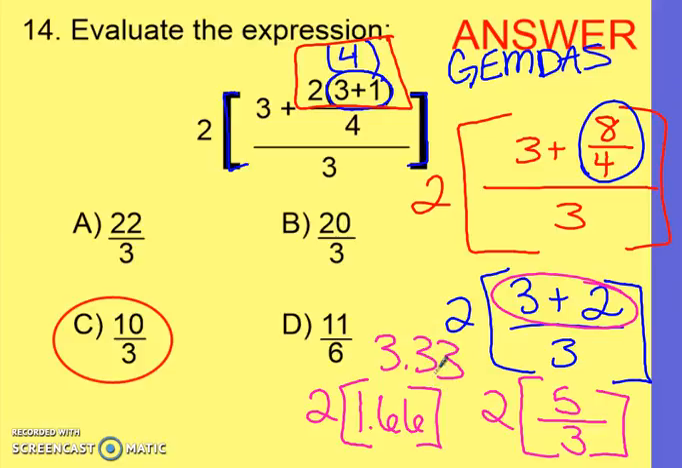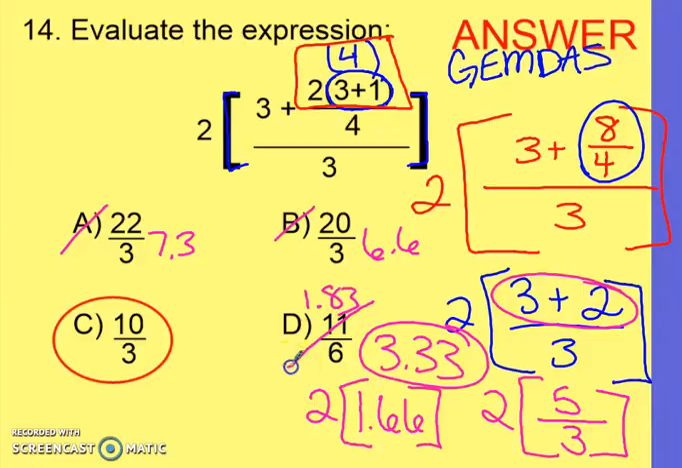Then, so that's my answer, if we make it a decimal. Just like I did with the previous one, I would go ahead and simplify each one. So 22 divided by 3 is 7.3. Nope. 20 divided by 3 is 6.67 or 66666. Nope. 10 divided by 3 is 3.33, and then 11 divided by 6 is 1.8333, so no.